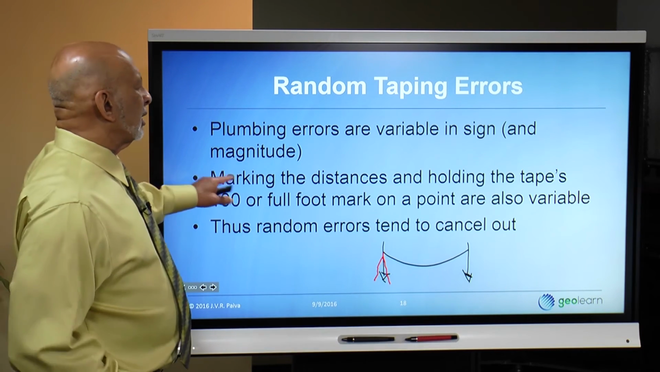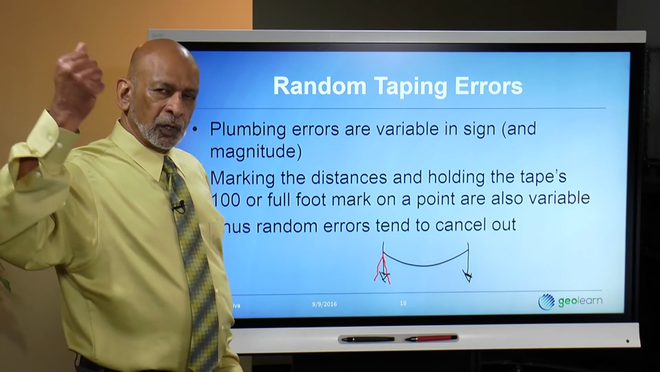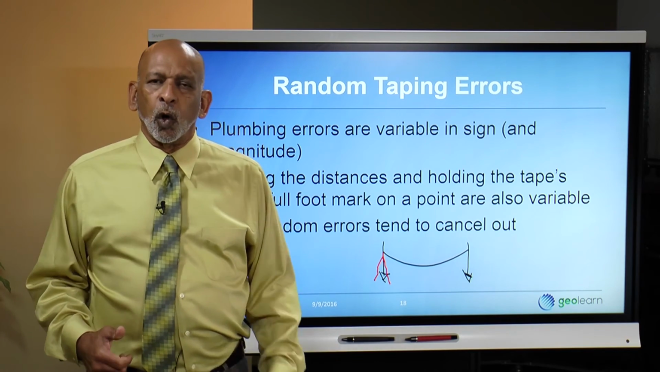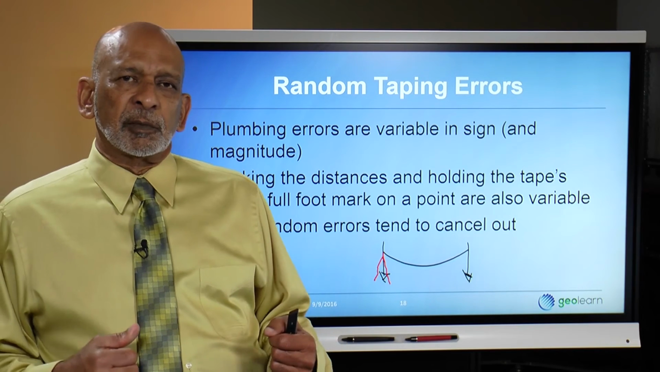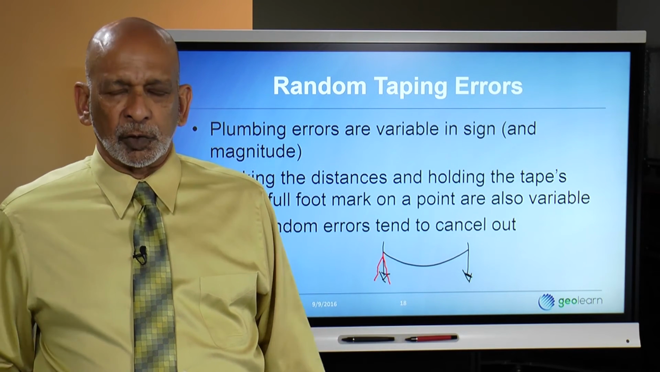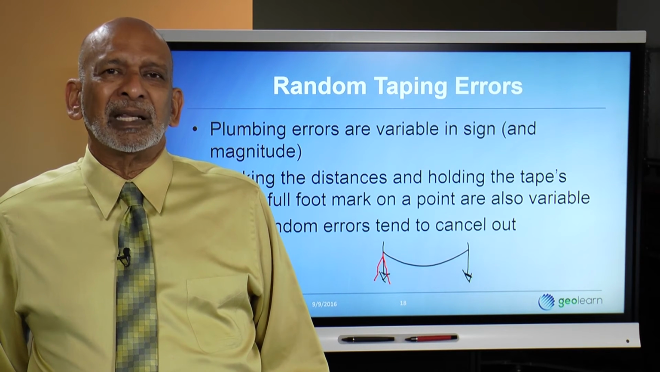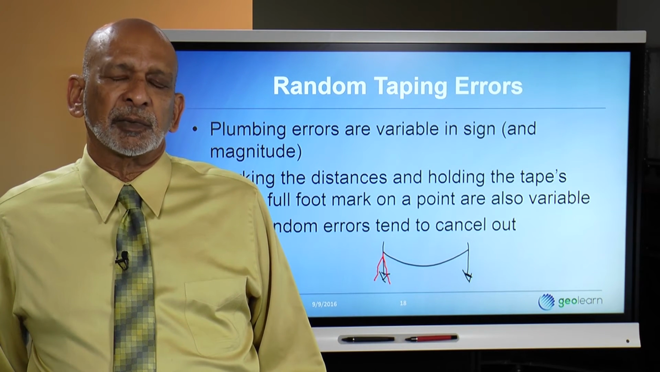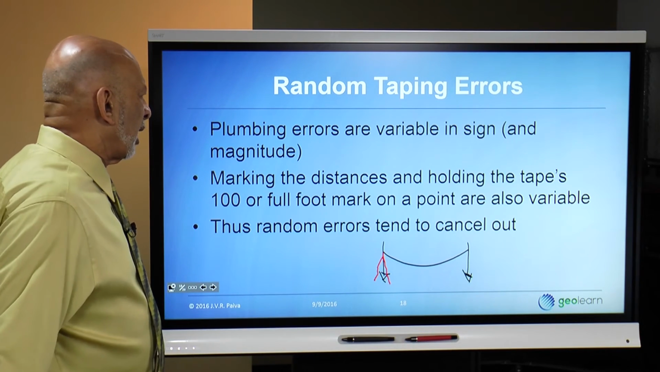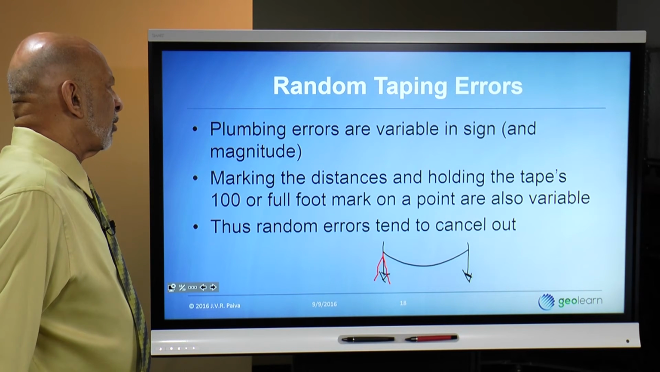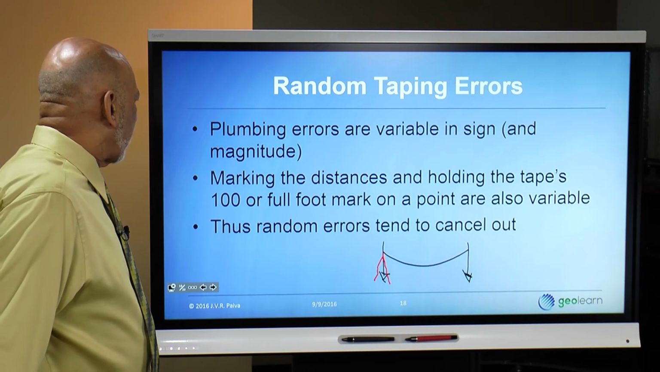Similarly, simply marking the tape even when you're laying the tape out fully supported on the ground, when you place that chaining pin in the ground, or when you place the 100 end on that first mark, how well are you aligning those points? There's always some variation. There's a human inability to line things up perfectly. Yes, we can get very close, but sometimes we're a little bit ahead, sometimes we're a little bit behind. So that also creates random errors that are variable in sign as well as magnitude.